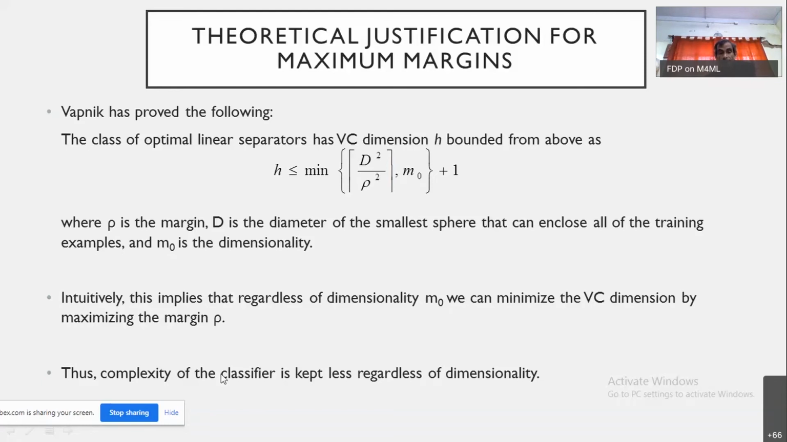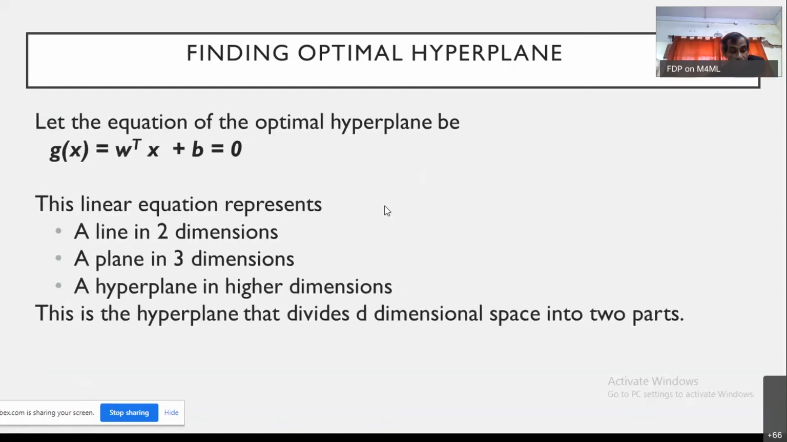Okay. Now the complexity of the classifier is kept low regardless of the dimensionality. So this is the beauty of SVM. The other classifiers do not have it, and this is why SVM is more popular with mathematicians, because mathematically it makes more sense. Now how do you get that? That's what I am going to tell you now. How do you get this maximum margin?